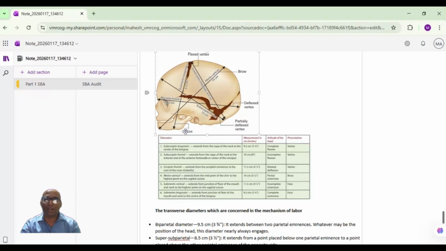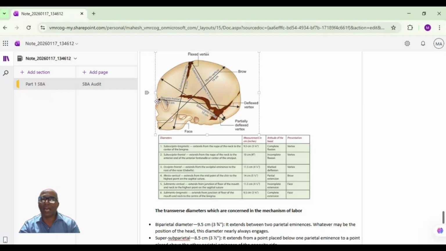And then we have the submentovertical. I don't think they have shown submentovertical here; they have shown mentovertical directly. The mentovertical is present in the brow presentation and is the largest diameter, around 14 centimeter. The submentovertical extends from the junction of the floor of the mouth and neck to the highest point on the sagittal suture. From here, actually it should go like this, but it is not there.